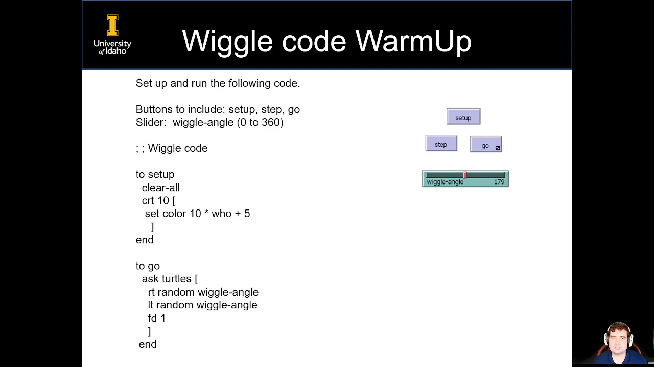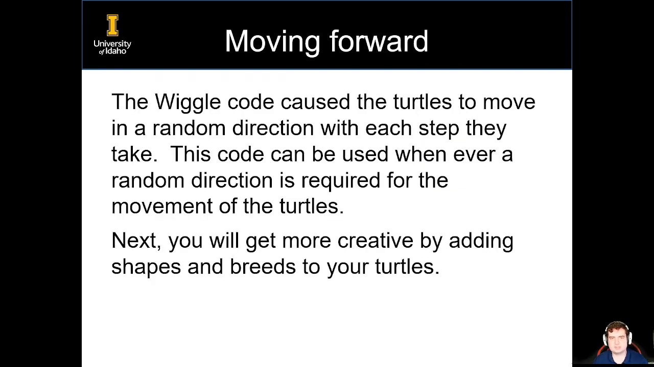If you accidentally closed it, or you didn't save it, go ahead and make that again. We're going to be continuing on, though. What our wiggle code did is make them move in a seemingly random direction. They're able to make a step, and every single step that they made, they veered around a little bit. It gives a better feeling of movement than a straight line or turning by the same amount every time. So we're going to get more creative by adding shapes and breeds in for our turtles.